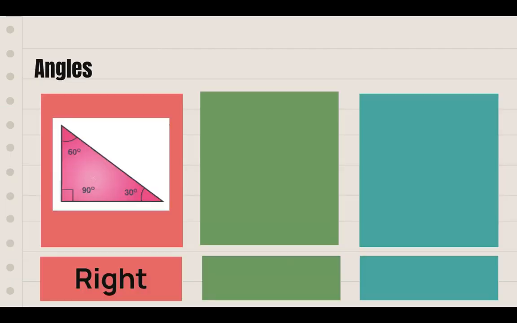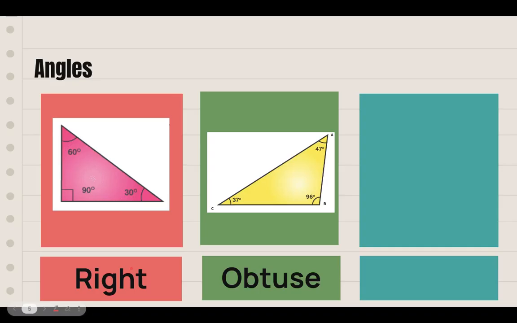So here's a picture of a right triangle. You'll notice that this line comes straight down and the base goes straight across. It forms an exact corner there that is 90 degrees. So if one of the angles is 90 degrees, it is a right angle.